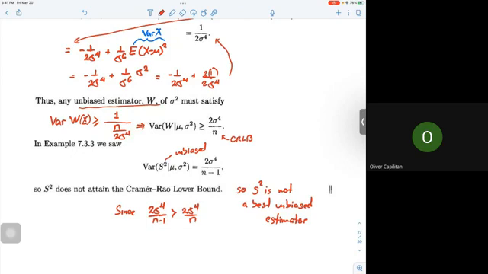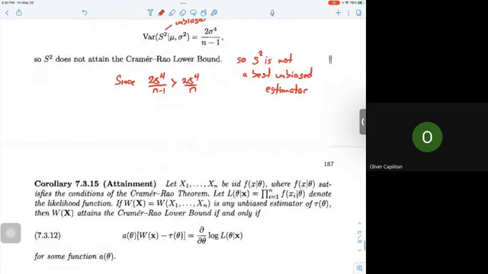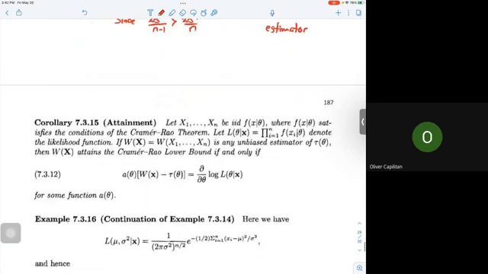Okay, so we have a corollary here which is able to determine the estimator that attains the Cramer-Rao lower bound. That's why we call it an attainment. So we let X sub 1 up to X sub n be IID with PDF f of x given theta, where our density satisfies the conditions of the Cramer-Rao theorem, or the regularity conditions of the Cramer-Rao theorem.